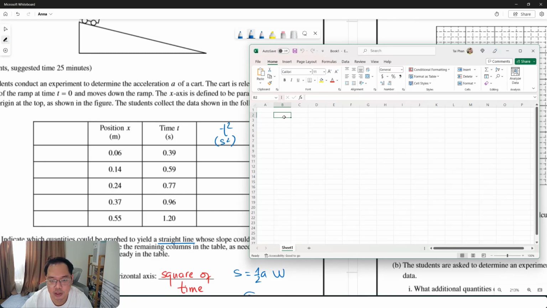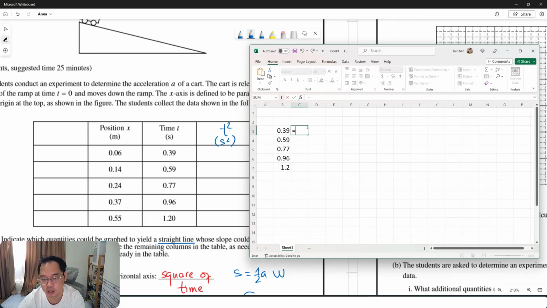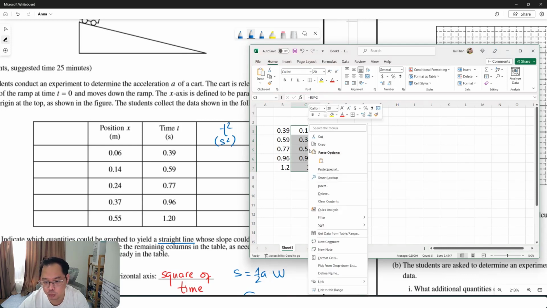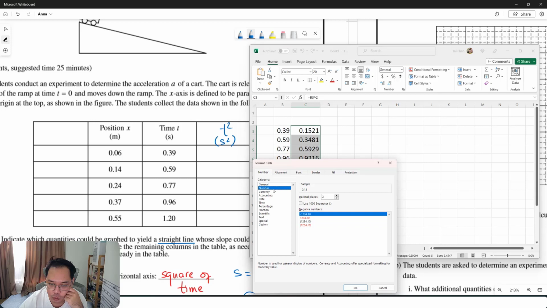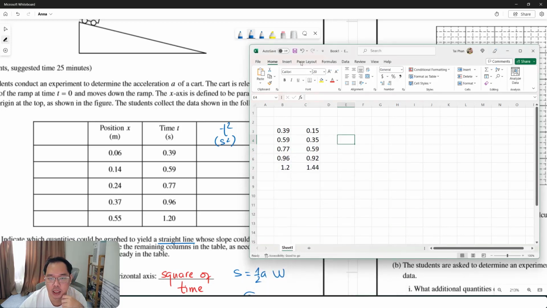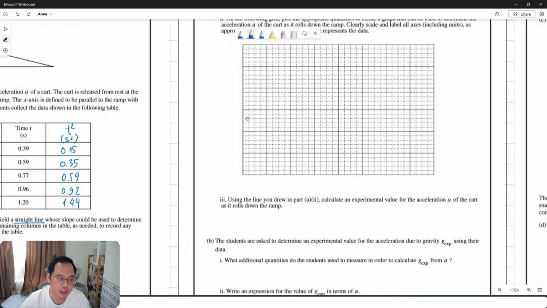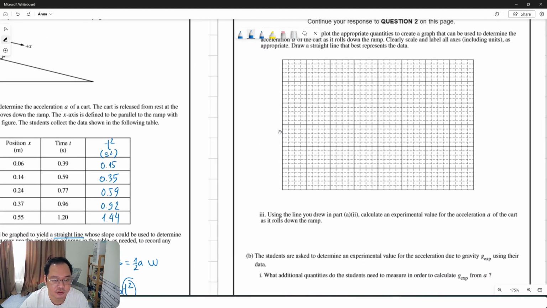The first column is the time. The square of time in the second column will be this thing, multiplied with Excel, or you can type in the square here. Okay, this is the value, and we will take 2 decimal places or 3 significant figures. So I will round it to 3 significant figures, meaning the decimal places is 2. Okay, and I will put these values into the table. 0.15, 0.35. Okay, so now let's start plotting the graph.